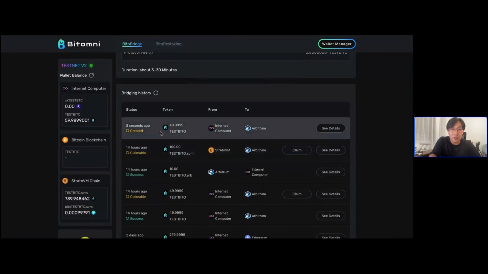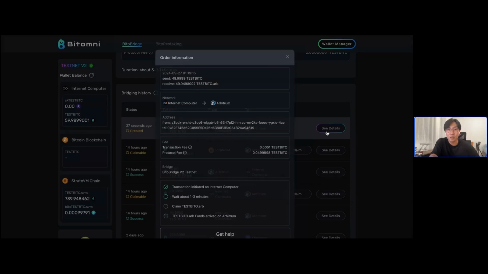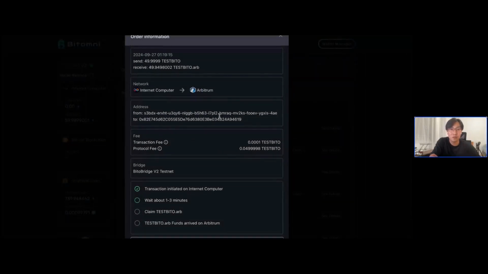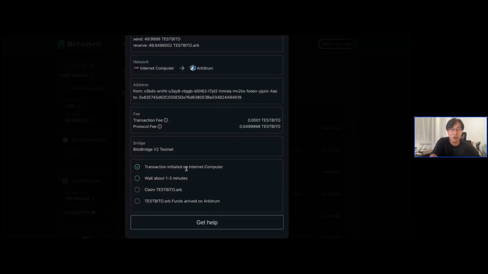And yes, we can see the bridging history in the history table instantly for bridging between ICP and other blockchains. So yeah, this is the transaction I just did. The detail, so everything is here. And there are 4 steps. Currently, we are in the second step, which tells us to wait about 1 to 3 minutes. And then we can claim TestBito.